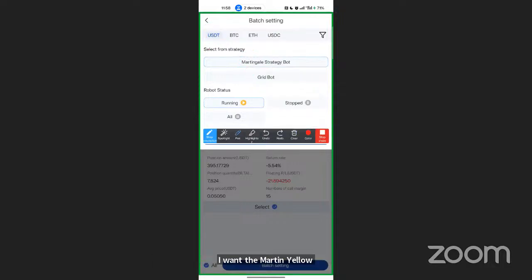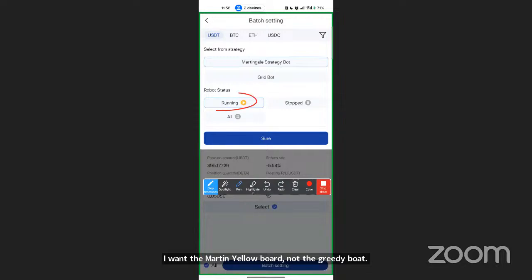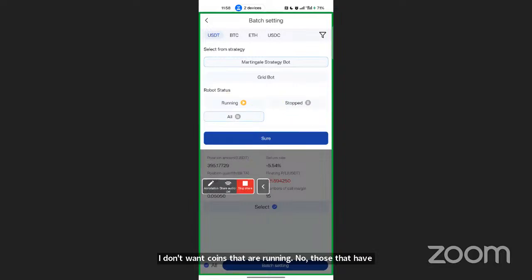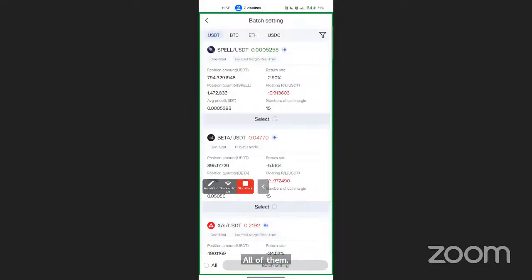The Martingale is better. I don't want coins that are running, not those that have stopped. I want all of them. All of them. Then I tap sure. They will all appear. Then I will tick all.